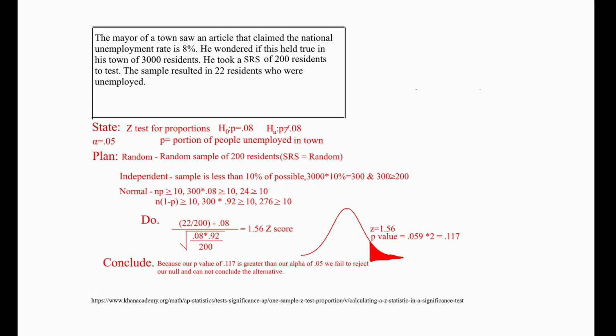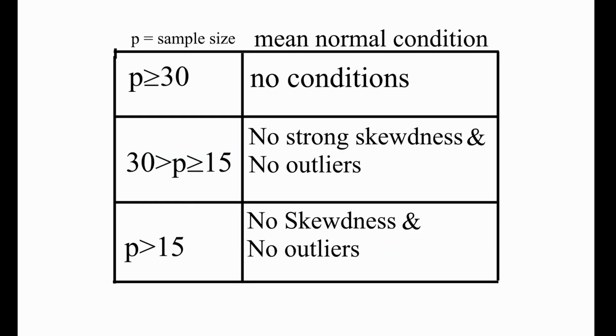If this was with means instead of proportions, the standard deviation would have to be either calculated with a calculator or given to you. The check for normalcy would just be n greater than 30, or that our sample size is greater than 30. If it was not greater than 30, you could also check to see if it's robust. If n is less than 30 but greater than or equal to 15 and the distribution has no outliers and no strong skewness, you could determine that you have met the normal condition.